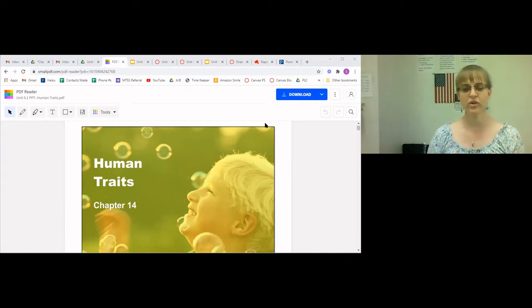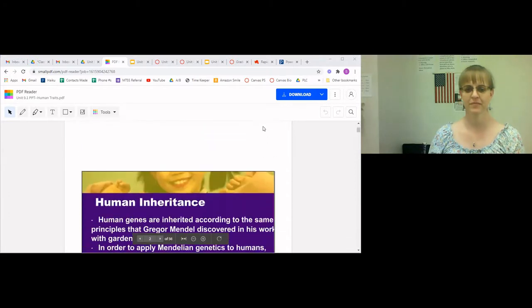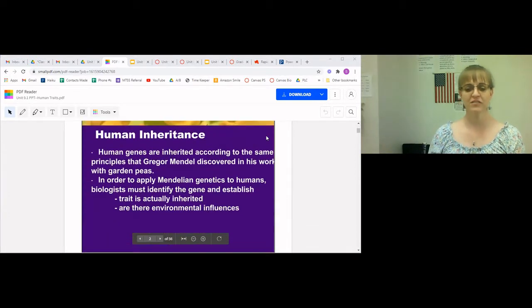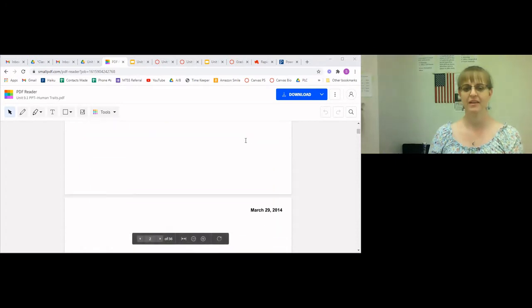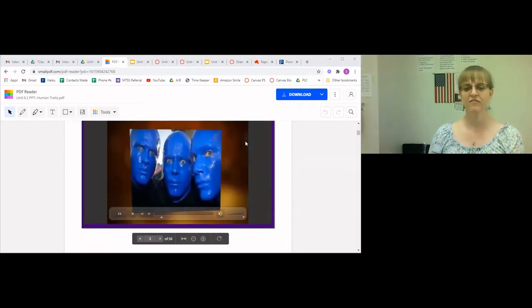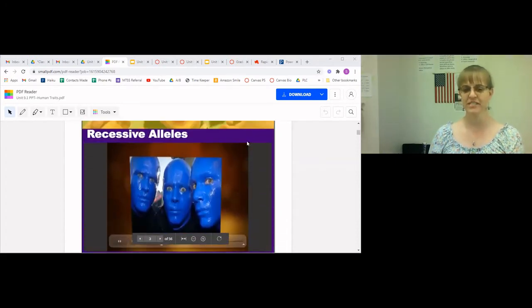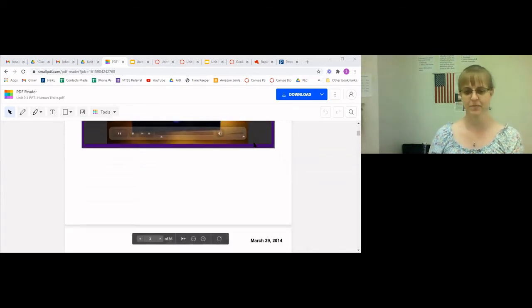In this unit, we are going to learn more about human genetics. First of all, human genes are inherited according to the same pattern that Gregor Mendel discovered when he worked with garden peas. First, we're going to look at some diseases and conditions caused by recessive alleles.